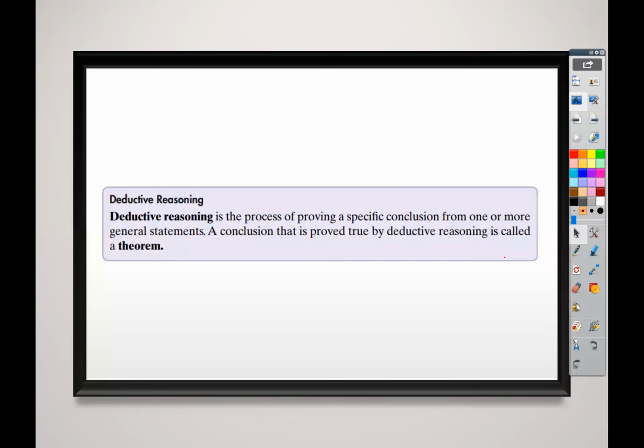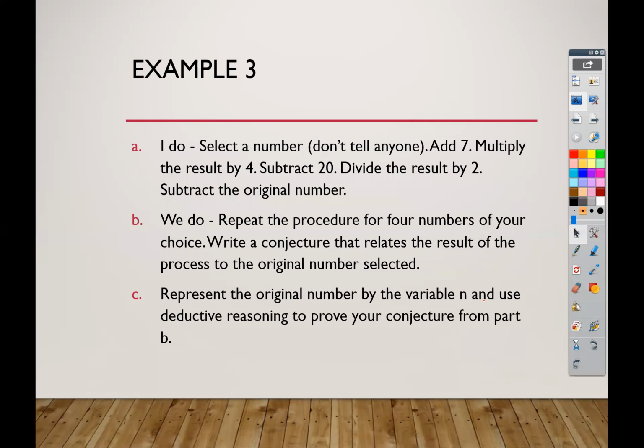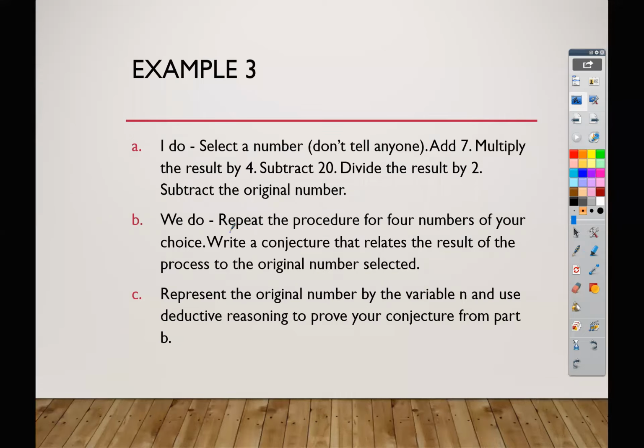So those were all inductive reasoning. Now we're going to do deductive reasoning, which is the process of proving a specific conclusion from one or more general statements. So, okay, example 3. Let's do this together. Select a number, don't tell anyone, add 7, multiply the result by 4, subtract 20, divide that by 2, and subtract the original number. Now repeat that procedure for 4 numbers of your choice and write a conjecture that relates the result of the process to the original number selected. So do that 4 times with 4 different numbers, then write a conjecture that relates the result of the process to the original number you selected.